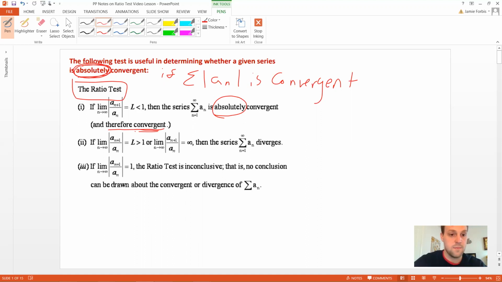If the same limit as n goes to infinity of the next term divided by the previous term is greater than 1, or if it equals infinity, then the series diverges. And if it equals exactly 1, then the ratio test is inconclusive and no conclusion can be drawn about the convergence or divergence. So if it equals 1, you would have to do another test.